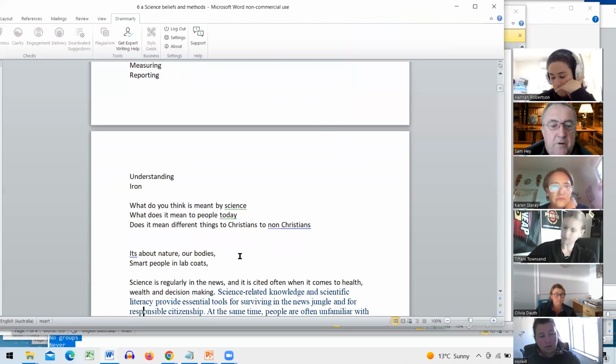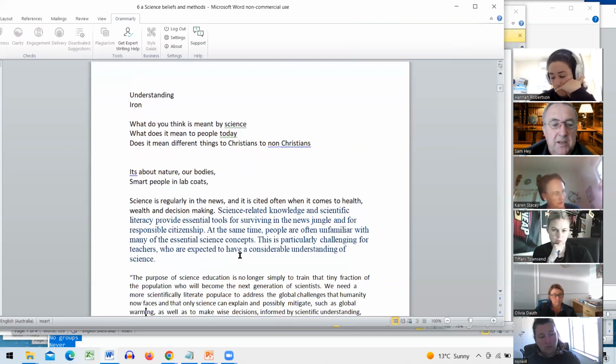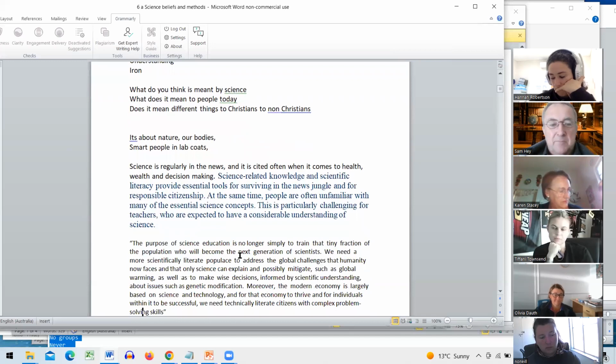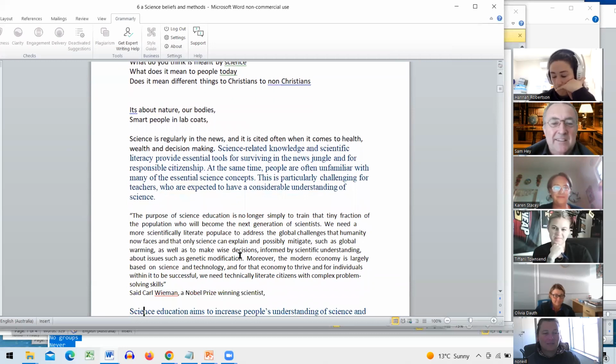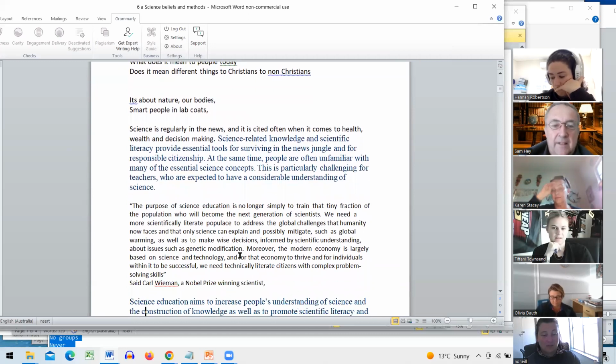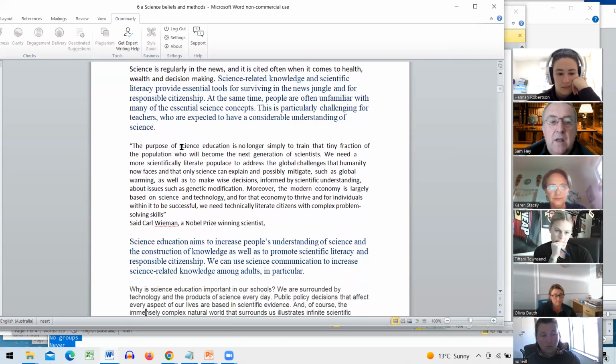And so we find that science can help us understand nature, can help us understand our bodies. Some people say that science is about smart people in white lab coats. I guess that may be some aspects of science. It's regularly in the news, and scientific literacy can be important. That is, knowing some of the symbols for calcium and other chemicals can help in health. So scientific literacy can be important. So the purpose of science education is not just to train a tiny fraction of the population.